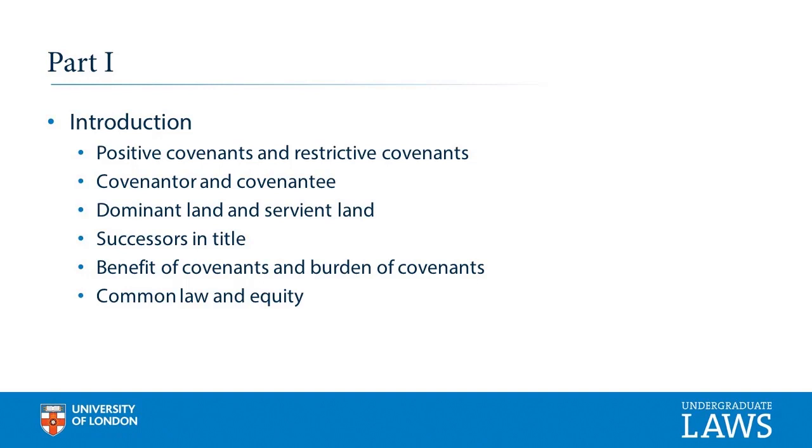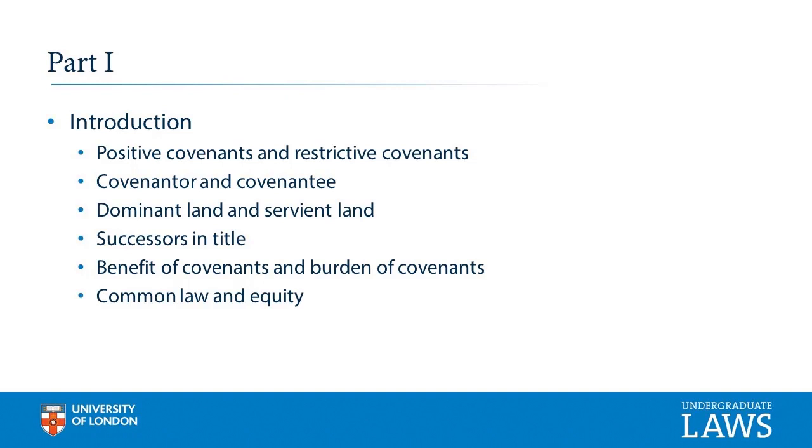Alternatively, B might covenant not to have any barbecues in his garden. This is a restrictive covenant because B can comply with the covenant by inaction. The covenant does not require B to do anything. Rather, he must simply refrain from participating in a particular form of conduct, i.e. using his garden for barbecues.